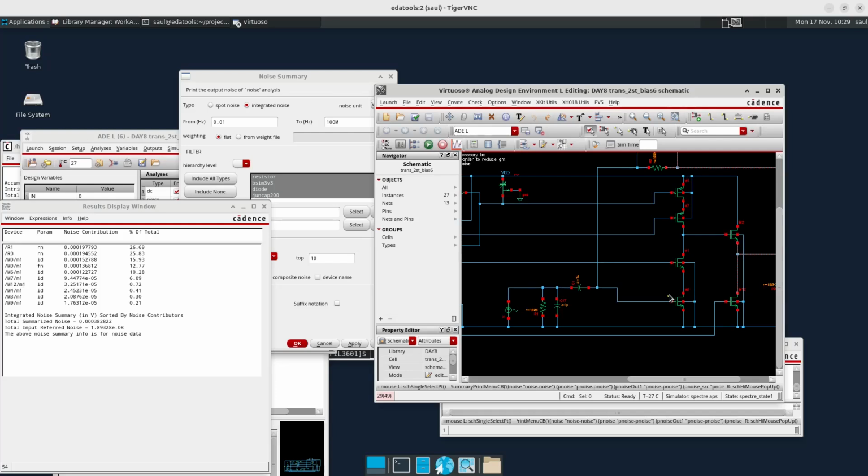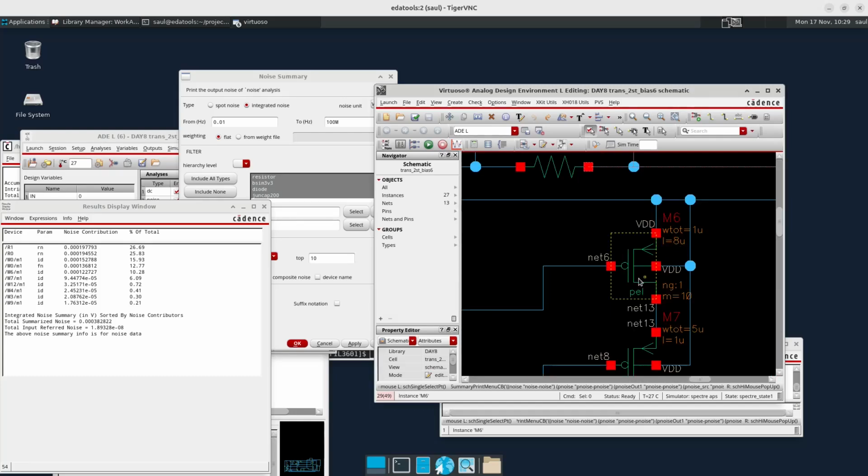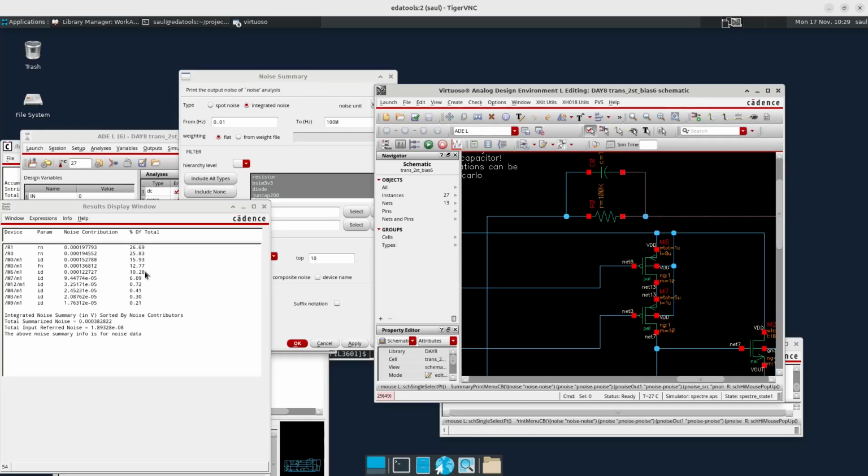Then we have M6, and M6 is the current mirror. And then we have M7. M7 is the transistor that is the cascode for the current mirror that starts to kick in noise. Also, it's 6% of the noise coming from this transistor, and 10% coming from this current source. Okay, so it is a little bit high.